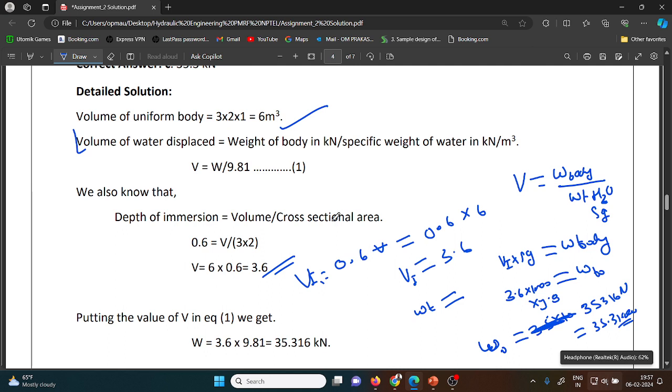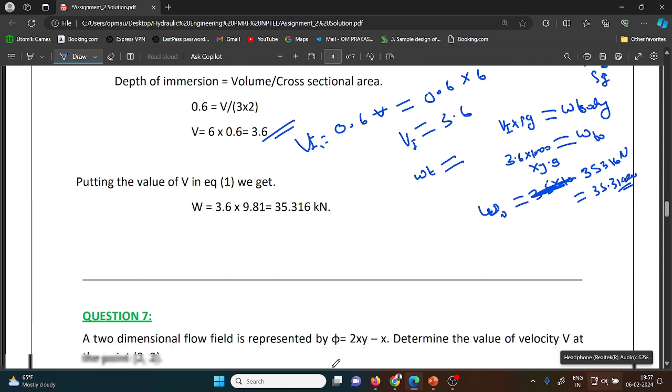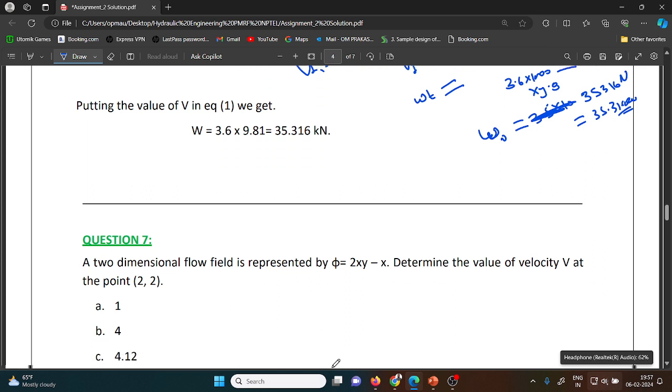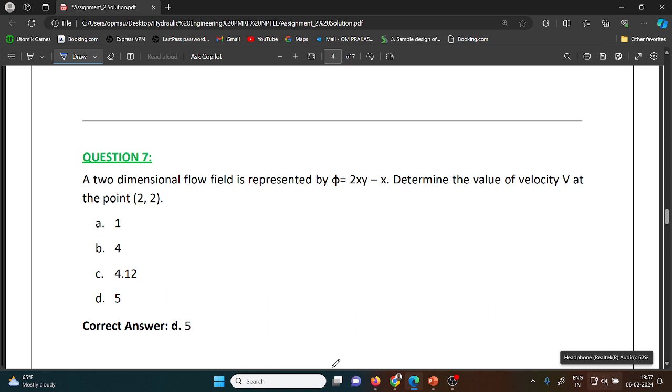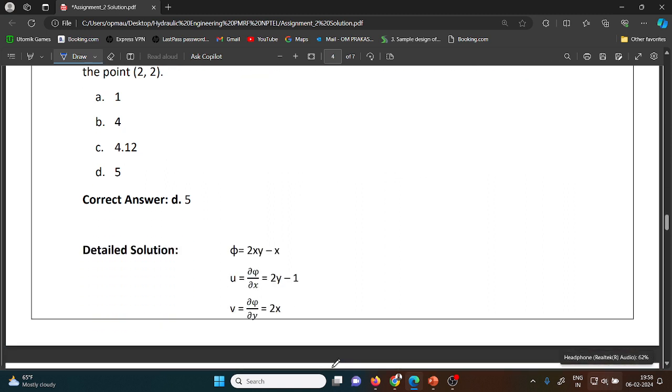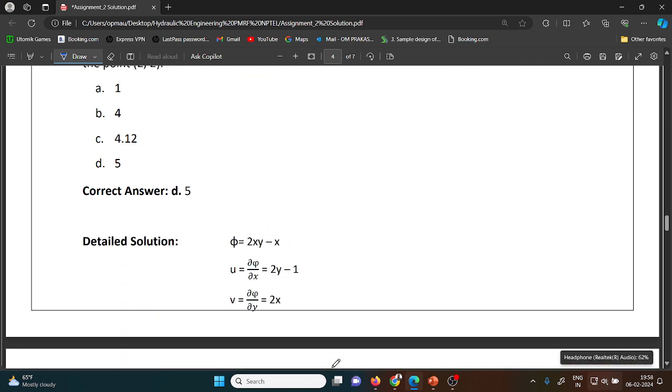Okay, now moving ahead on the next question. Question number 7. The two-dimensional flow field is represented by phi is equal to 2x minus x. Determine the value of the velocity. So here you already know the formula. The formula is u is equal to del phi by del x, and v is equal to this.